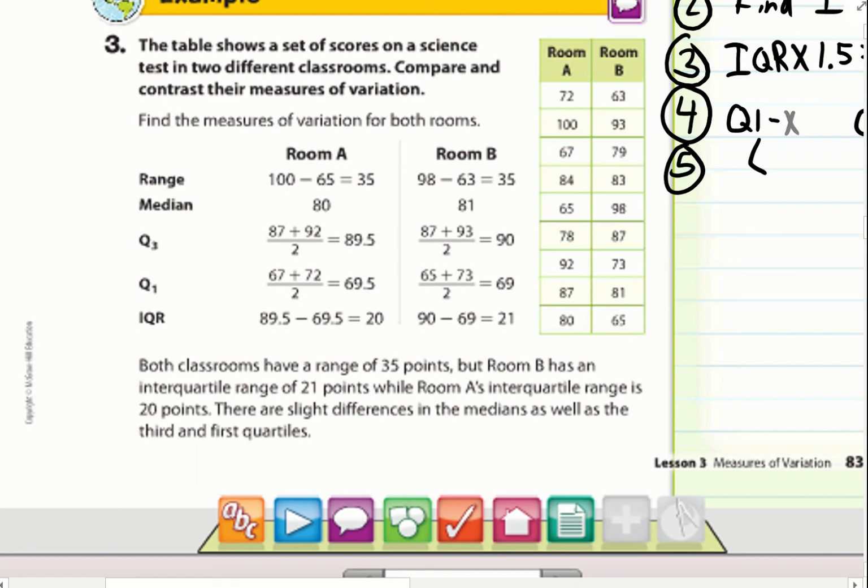So if we look at example 3, it looks like they did a lot of the work for us. We have the IQR of room A and room B. It says, reading off the bottom, both classrooms have a range of 35 points, but room B has an IQR of 21 points, and room A's IQR is 20 points. There were slight differences in the medians as well as the first and third quartiles. So we have to compare and contrast their measures of variation.